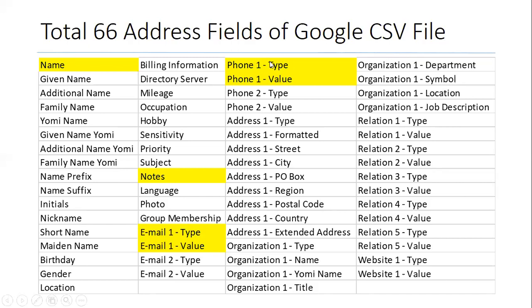Then phone one, you can write here mobile, and phone one value, you will write the actual mobile number. Just understand these types again. Email one type means I will write either home or office, or I can write work. And the same way for phone, I will write either home or work, or mobile. And values are the fields where I have to put the value. So we have selected these fields.